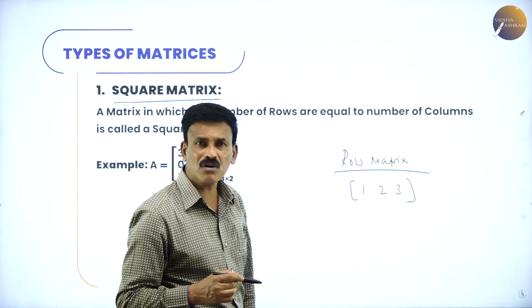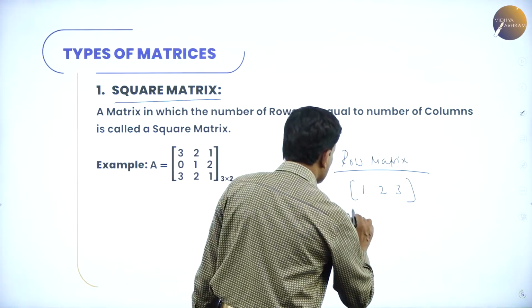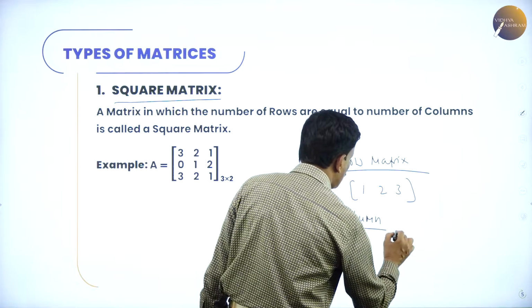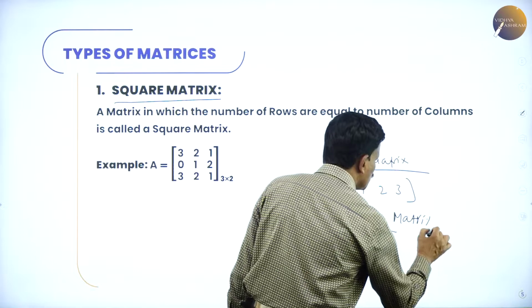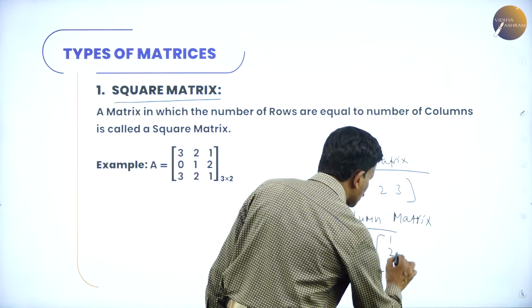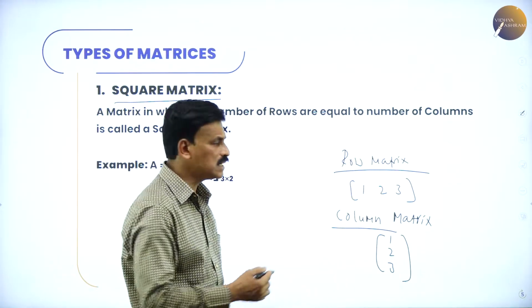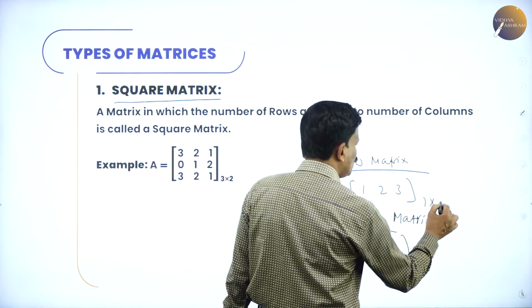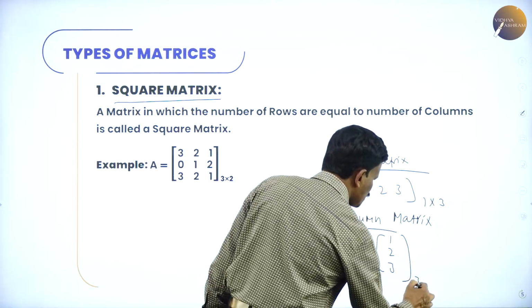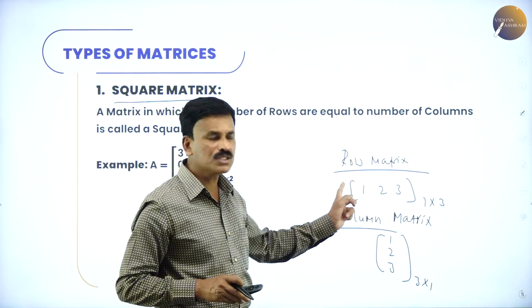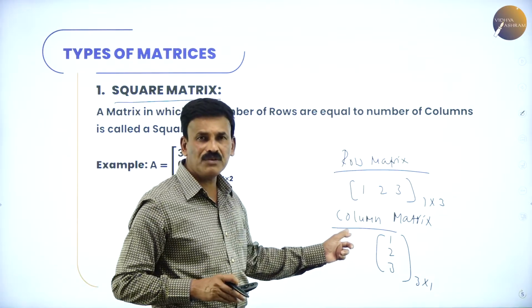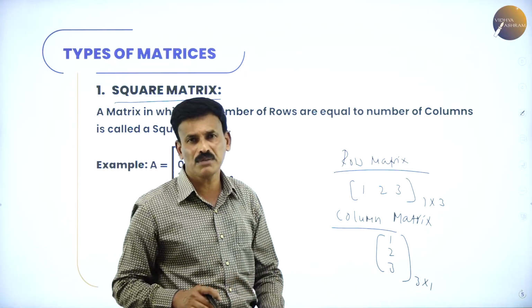And similarly, a column matrix, C-O-L-U-M-N. Column matrix means a matrix having only one column is called a column matrix. This is an example for a column matrix. Here the order is 1 row 3 columns. Here the order is 3 into 1. So in general, a matrix having one row is called a row matrix. A matrix having only one column is called a column matrix.